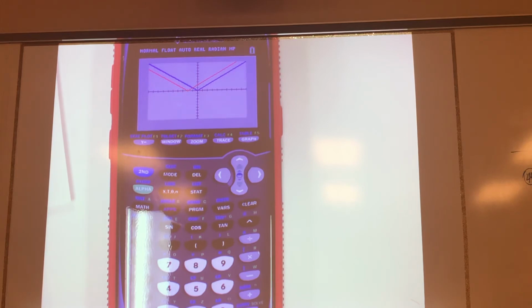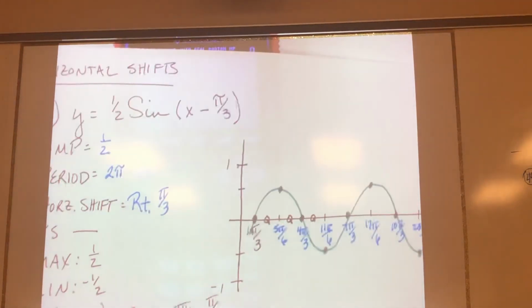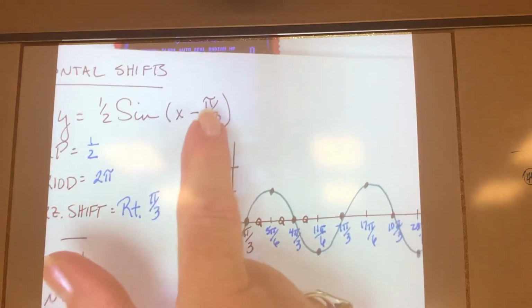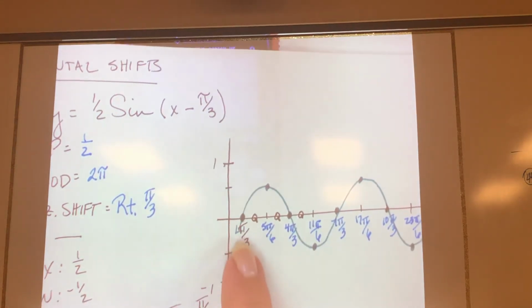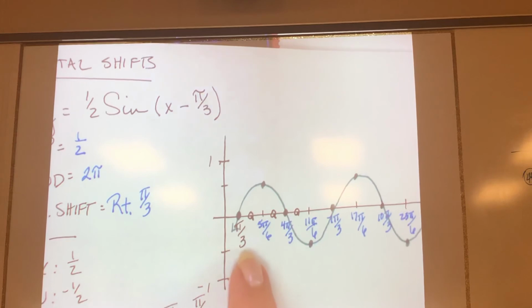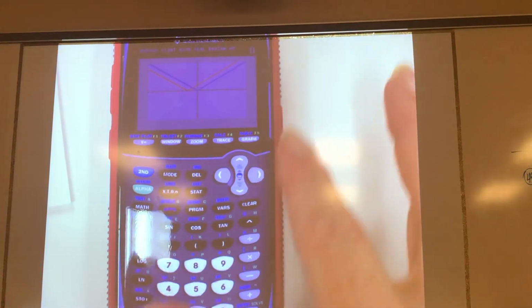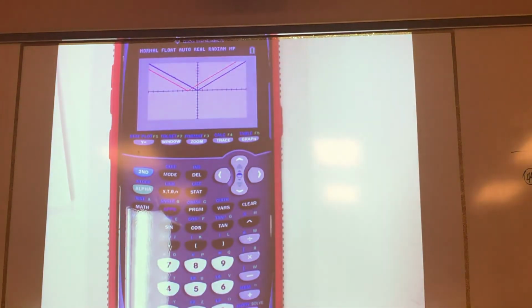Y'all look, I'm gonna show you something. Now this is a pre-cal problem. It's a trig function. Look at that, minus pi over 3. Look at that, shift to the right, pi over 3. It doesn't matter what it is. It can be a sine function.